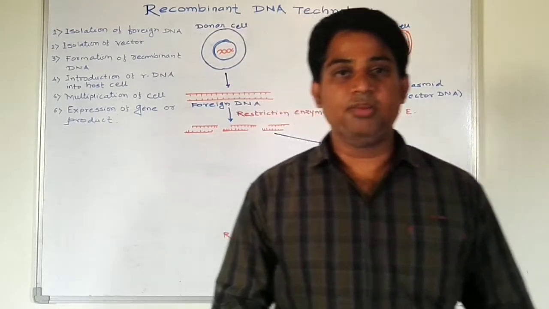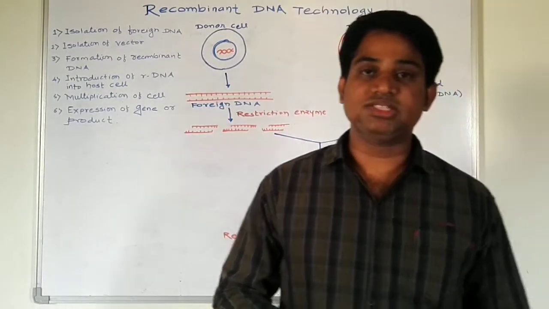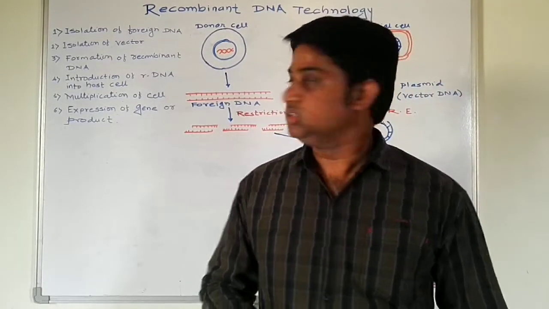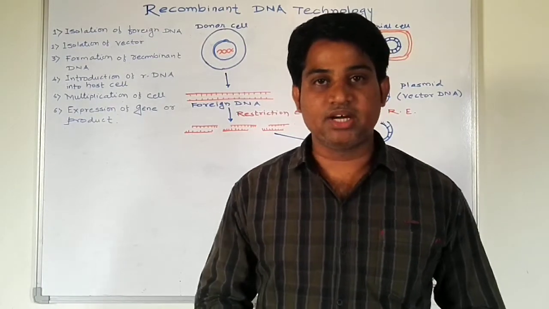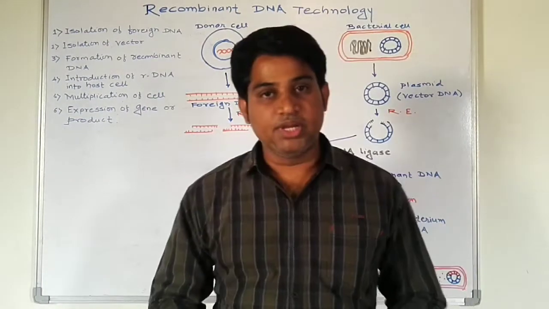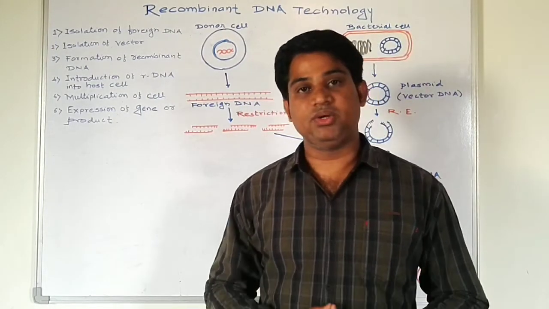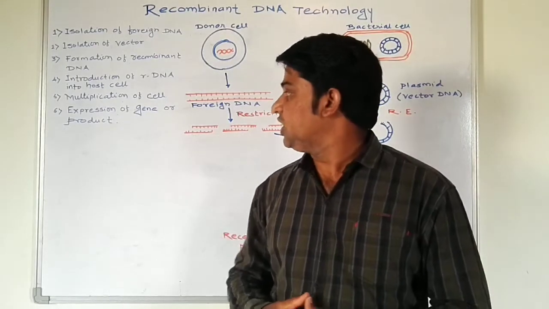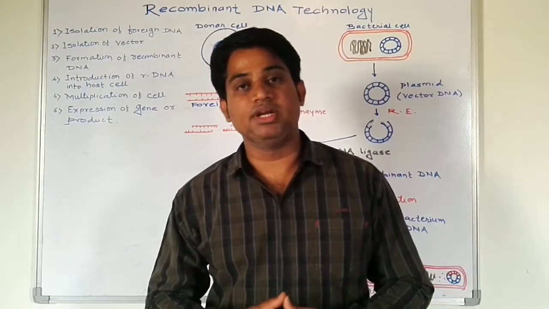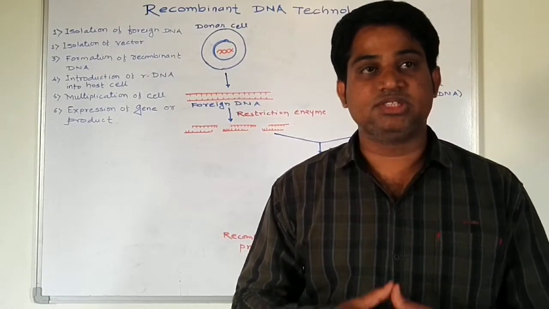Recombinant DNA technology involves six steps. The first is the isolation of gene, isolation of foreign DNA, and isolation of vector. Third is the formation of recombinant DNA. Fourth is the introduction of recombinant DNA into a host cell and multiplication of cell. And sixth is the expression of gene or the product containing the recombinant DNA. Now we have to discuss the steps one by one.